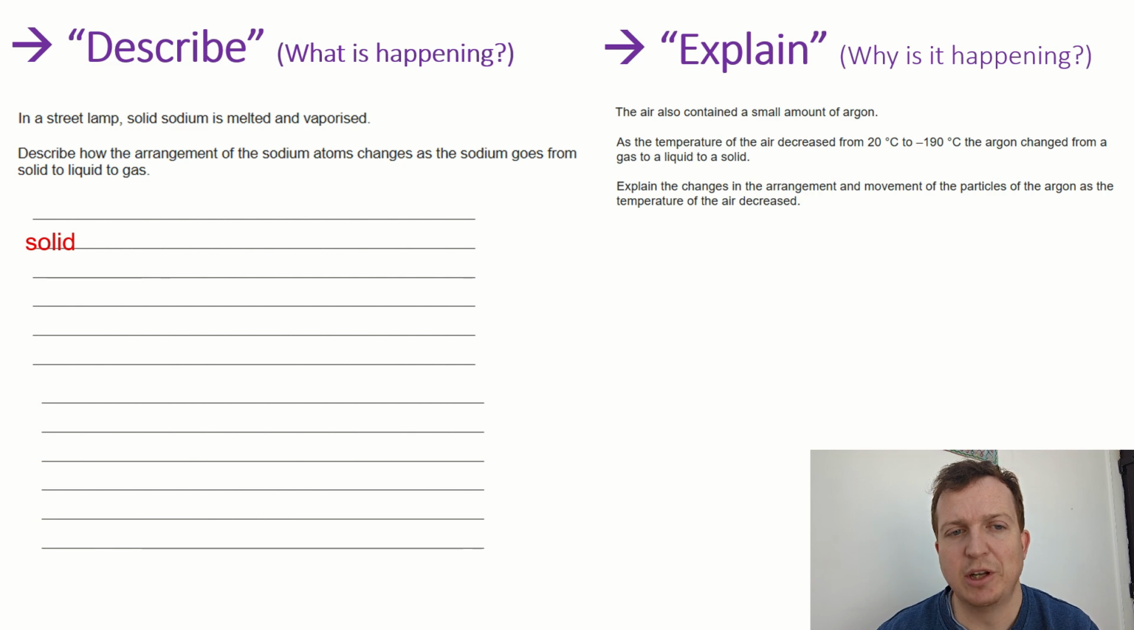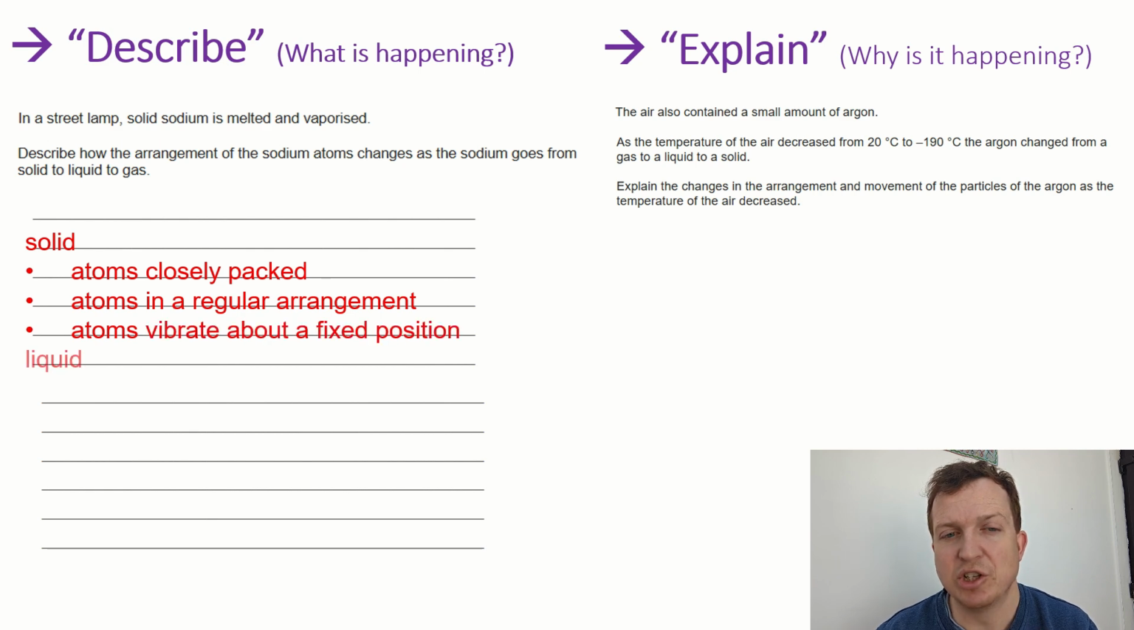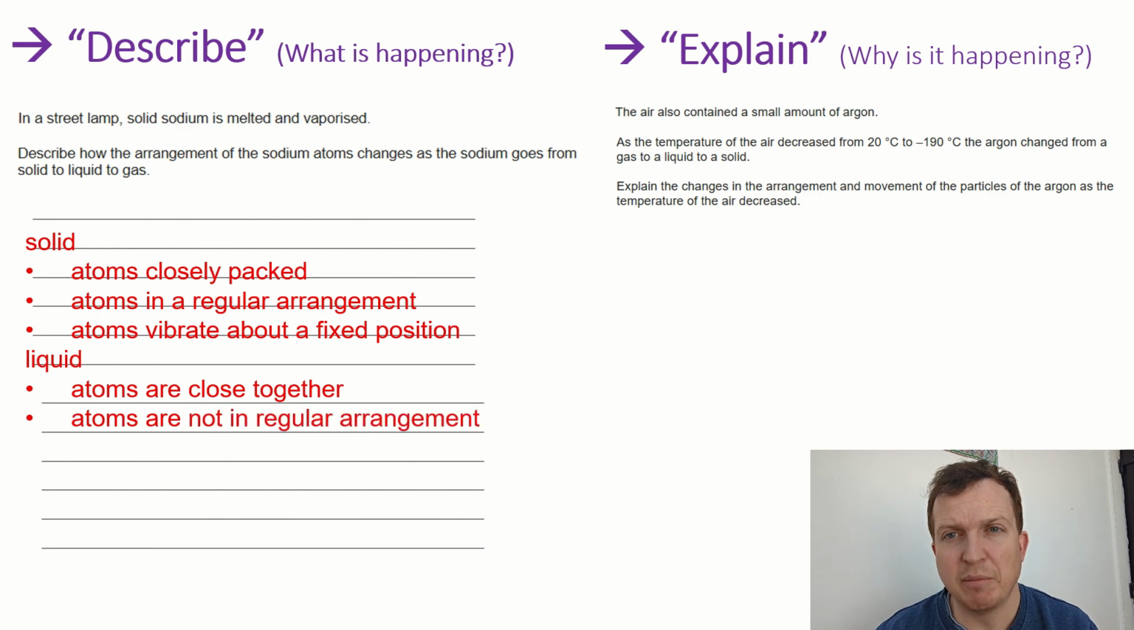So if it goes from a solid to a liquid to a gas, we could talk about the atoms or particles are closely packed in the solid. They're in a regular arrangement. They vibrate about a fixed position. In a liquid, we can talk about the atoms are close together. They're not regularly arranged. They can move past each other.